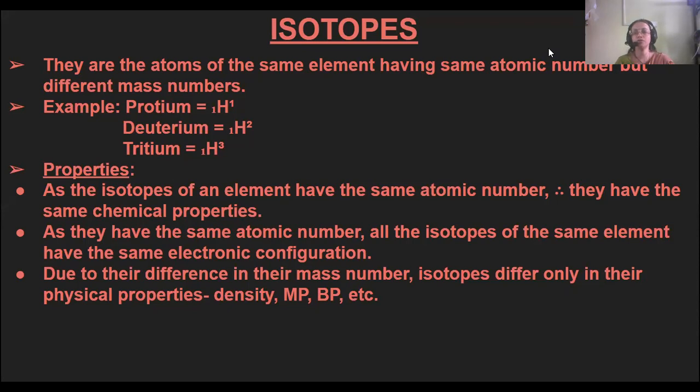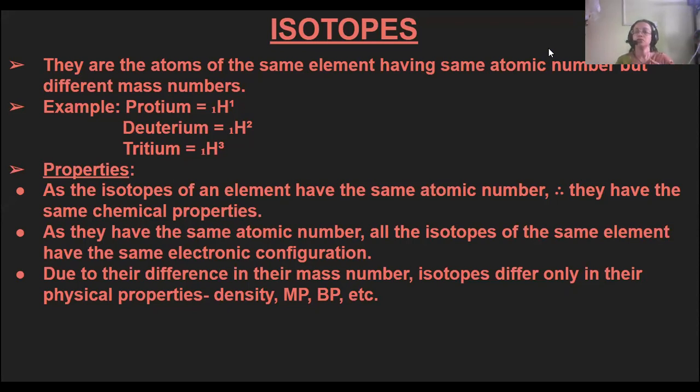Today, again, I've come to discuss the atomic structure according to the ICSE syllabus, class 8. Today I'll start with isotopes. In the last few videos, I was discussing the single atom of an element. Now I'm coming to isotopes, which means atoms of the same element which have the same atomic number, but the mass number is different.